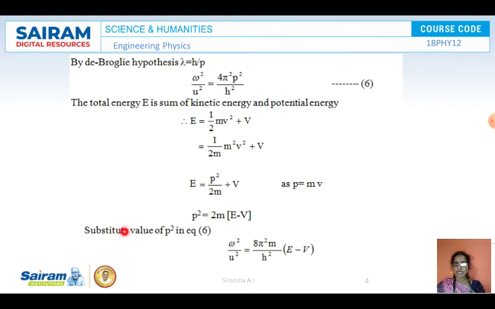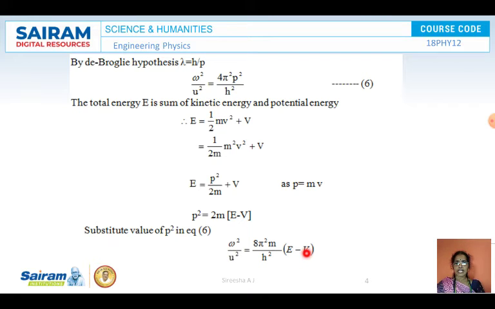Now substituting the value of p square in equation 6. What is p square? 2m into E minus V. So substituting this, we get omega square by u square is equal to 4 into 2, that is 8 pi square, m as it is, by h square into E minus V.